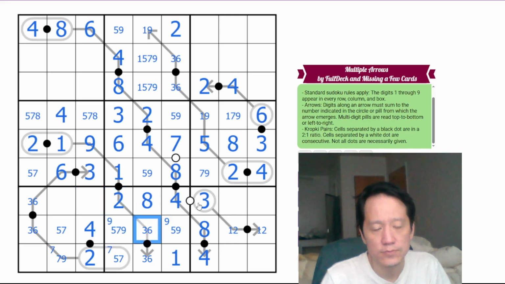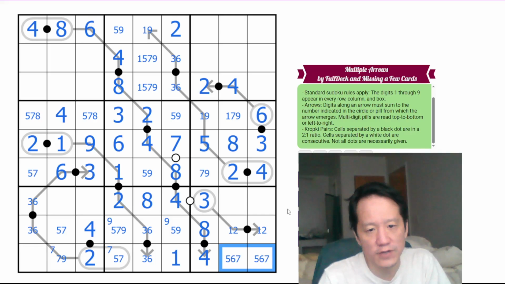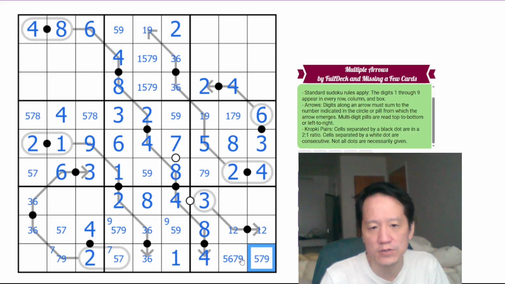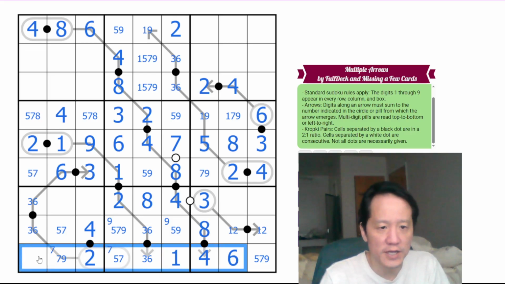Remaining digits in this box have to be 5, 6, 7, 9, but this can't be. Okay, so we have 5, 6, 7, 9. This can't be 6. We have a 5, 7, 9 triplet actually in row 9, which eliminates 5, 7, and 9 in the rest of the row. So this can't be 5, 7, or 9. It must be 6, which leaves an 8 here.